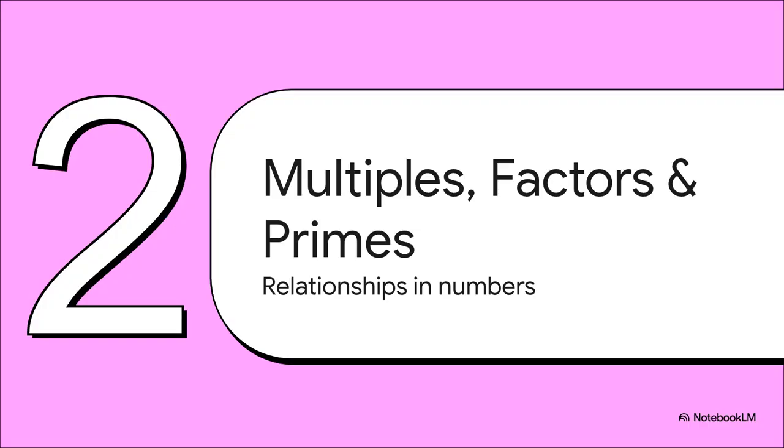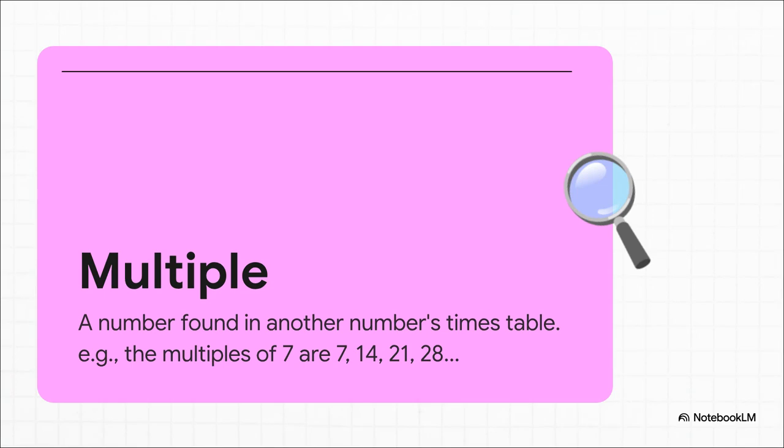So we've sorted our numbers into their basic types. Now let's look at how they actually relate to each other. This is all about multiples, factors, and those super special numbers we call primes. Multiples are probably the most straightforward idea we'll talk about today. A multiple of a number is just anything you'd find in its times table. So if we're talking about the multiples of 7, you're just counting up in sevens. 7, 14, 21, 28, and on forever.